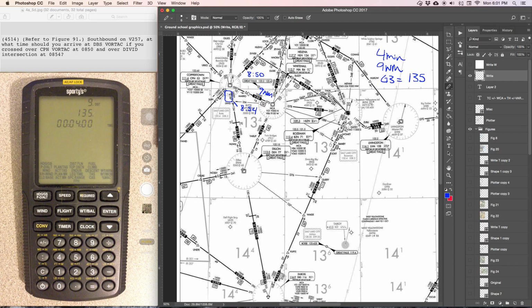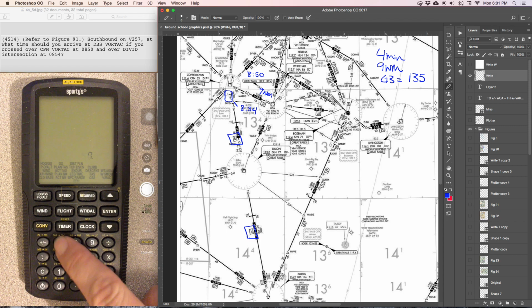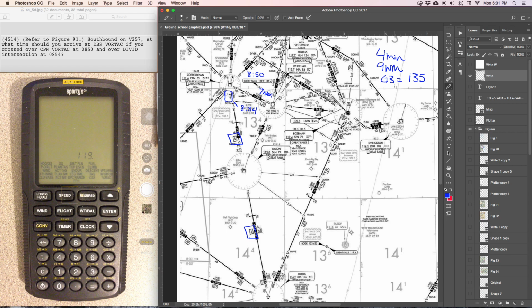So what we can go ahead and do is use the total distance here, taking the total of the 48 nautical miles between these two VORs and the 71 nautical miles here. 48 plus 71 gives us 119 distance.